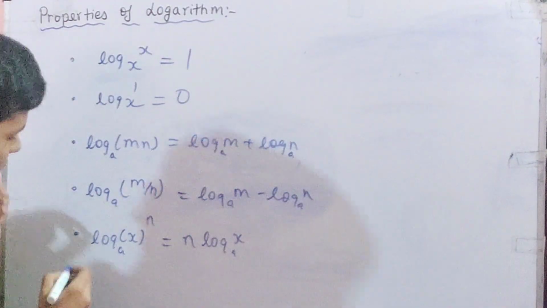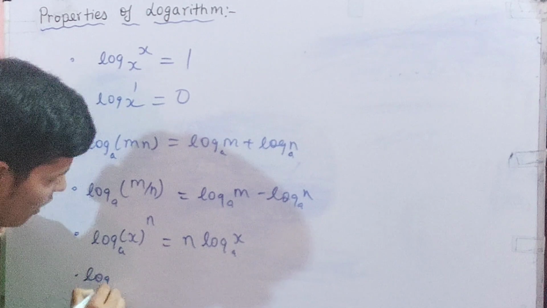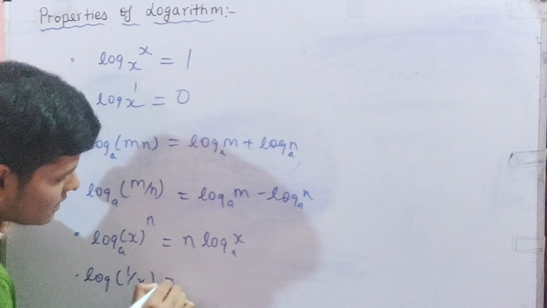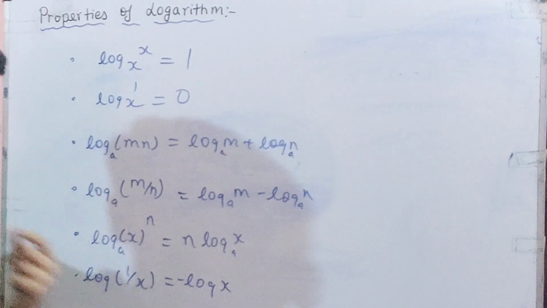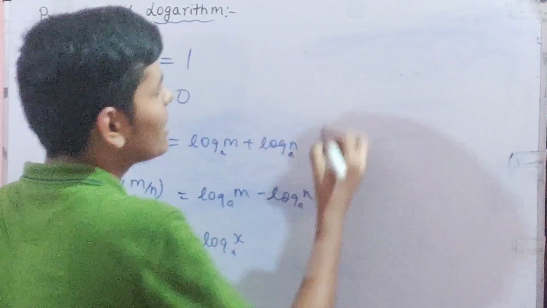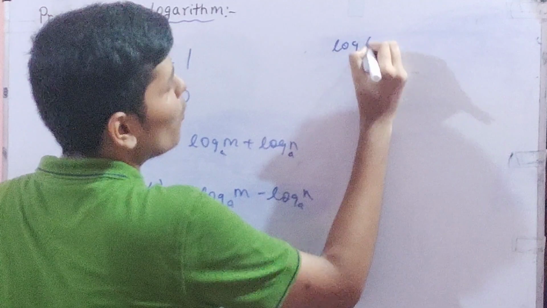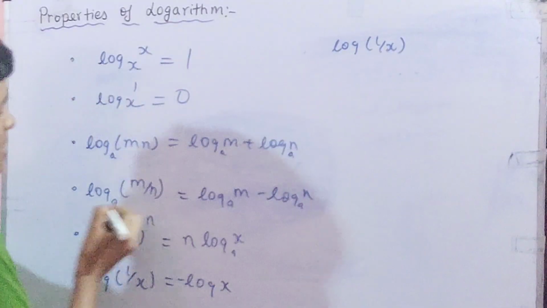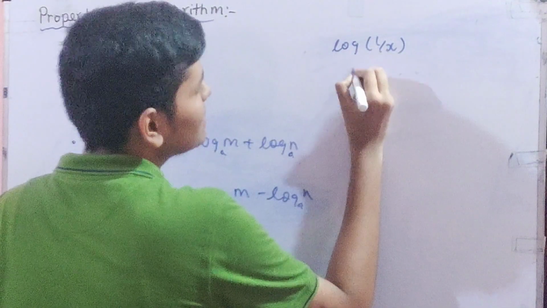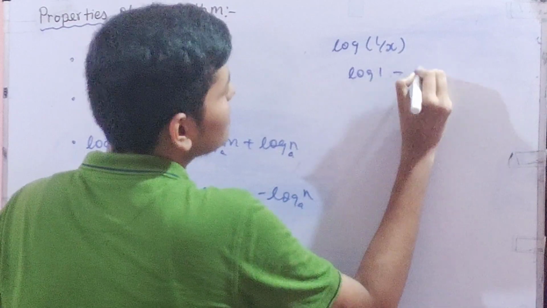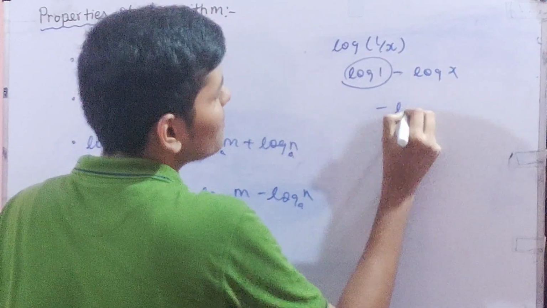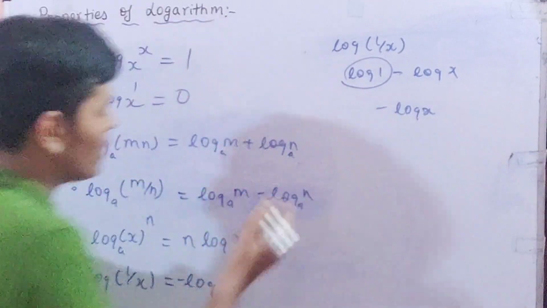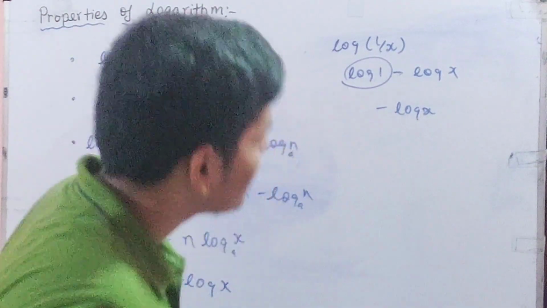After this we have log of 1 by x. This is equal to minus log x. How is this derived? It can be derived as log of 1 by x. Using the division rule, we can say this as log 1 minus log x. Log 1 value is 0, so that will give us minus log x. This was the derivation of this logarithm property.